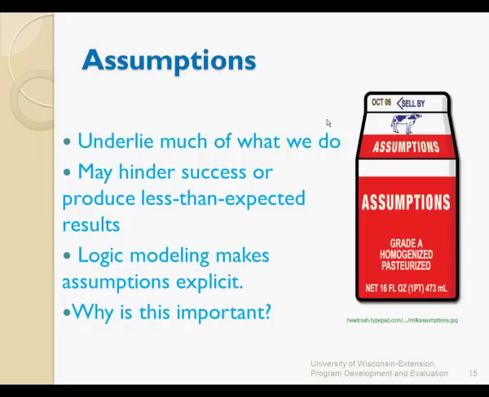And the same thing in our program design. We often assume that community coalitions are going to be effective partners for us to work with. We assume that our funding will be adequate and it will arrive as needed. We assume that our participants will want to participate in our activities, they'll want to learn, they want to change their behaviors. And if we forget to make explicit these assumptions, sometimes programs can be unsuccessful because we've forgotten something very important or assumed something that wasn't actually the case.